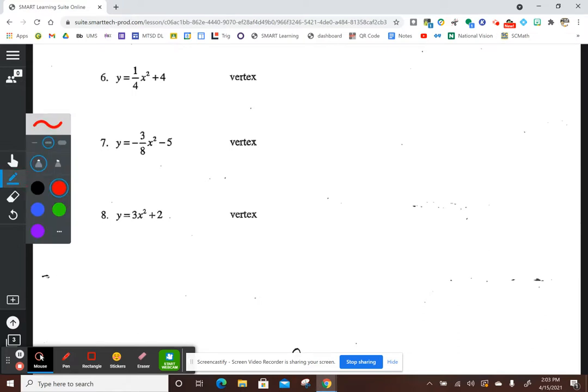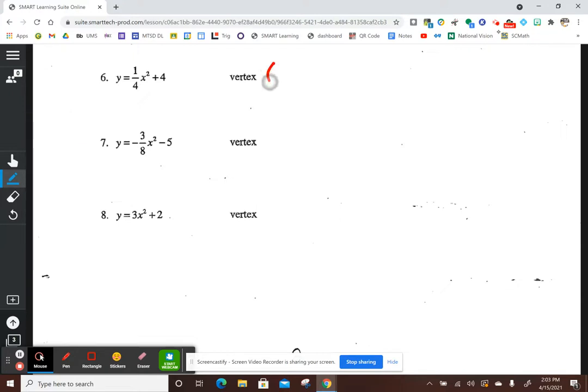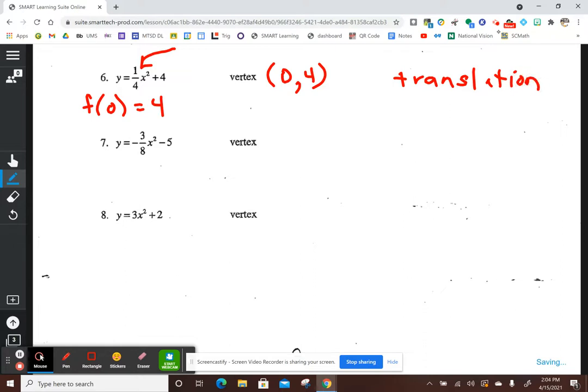Okay, so for number 6, again, my axis of symmetry is x equals 0, so the x value of my vertex is 0. When I do f of 0, I get 4, so my vertex is 0, 4. So that means there's a translation. And I notice that a, the absolute value of a, is in between 0 and 1, so this is a vertical shrink.